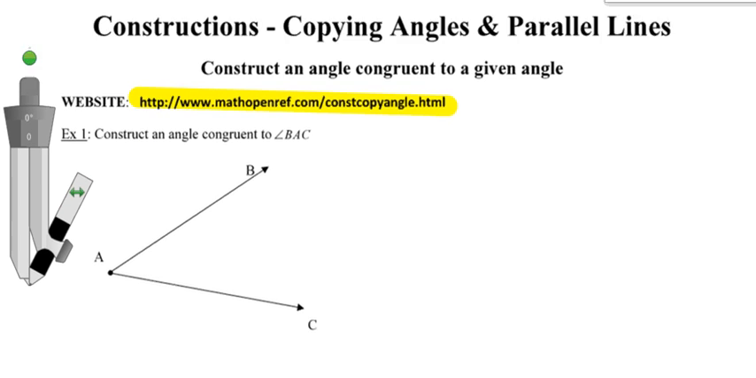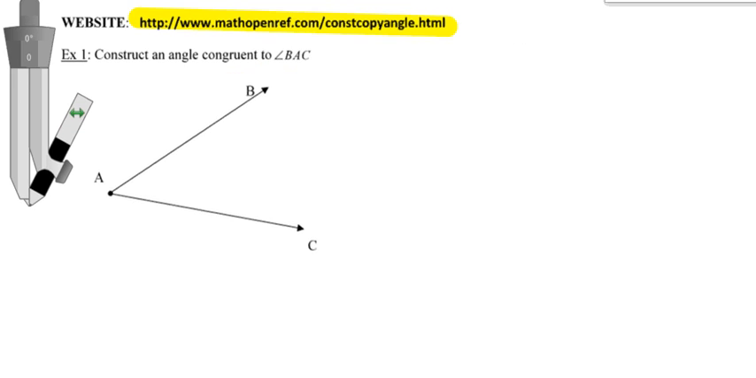All right, so step one, when you're copying an angle, the very first thing I'm going to do is start with a ray or a line segment where I'm actually going to do my copying. And I'm going to put at the end of that ray its endpoint, which is going to be my vertex and correspond to A in the original angle.